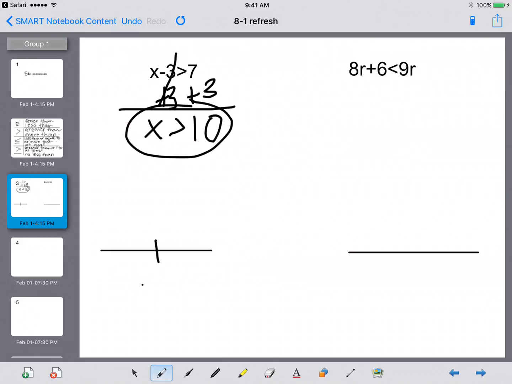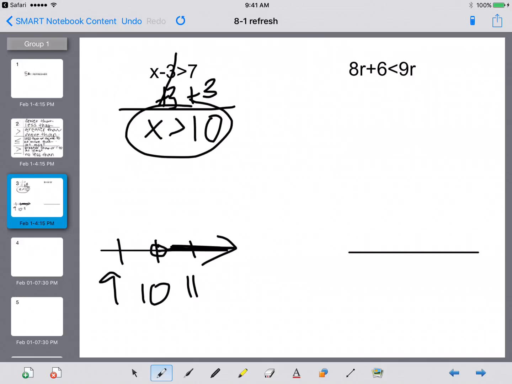If I wanted to graph that on a number line, I would have the number 10. If x is greater than but not equal to, we put an open circle. You only close it if it's on the dot. It can be exactly that number. So you have an open circle, and then x is greater than. So it couldn't be 9 because 9 isn't greater than 10. It could be 11, and it could be everything going that direction.